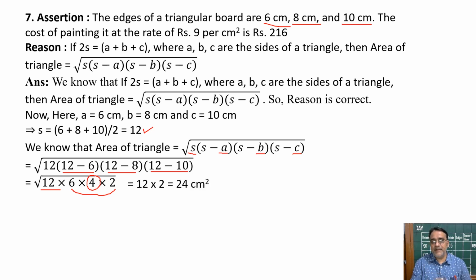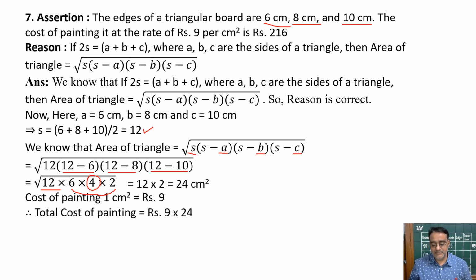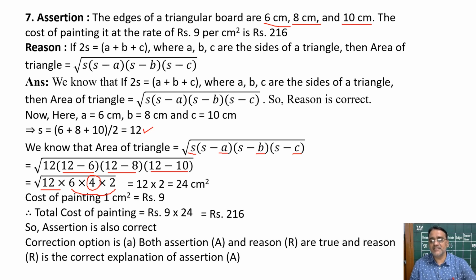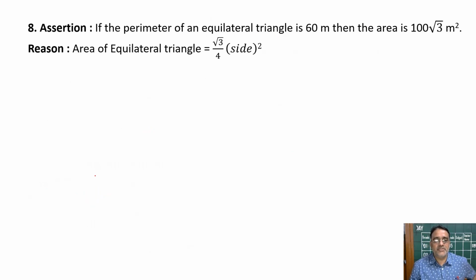Now cost of painting 1 centimeter square is given rupees 9. So the total cost is 24 into 9. 24 into 9 is 216. Okay. So assertion is also correct. Which option is the correct one? Option A, right. Both assertion and reason are true, and reason is the correct explanation of assertion. Right? So now we are moving toward question number 8.